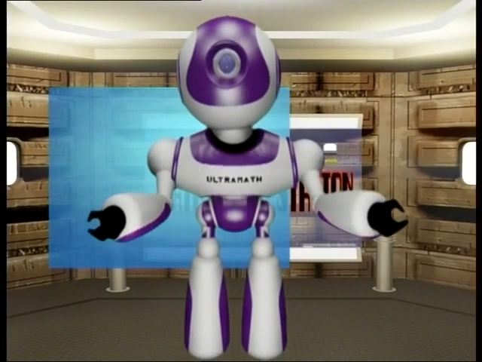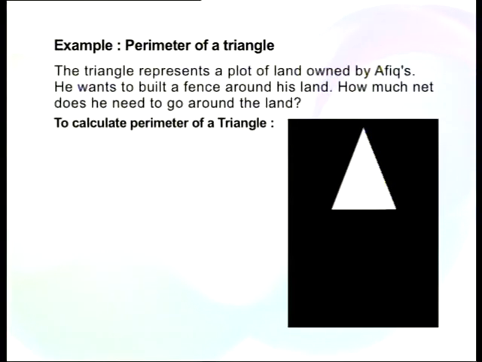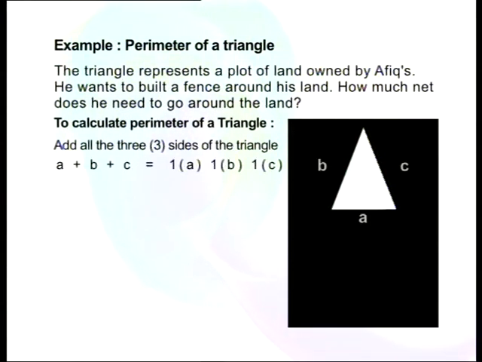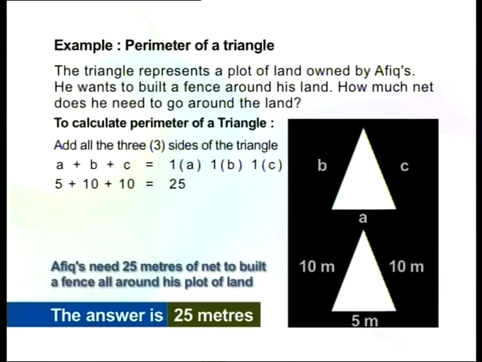Now, what if Afik's plot of land is a triangle shape? To calculate the perimeter of a triangle, you need to add all the 3 sides of the triangle. So, A plus B plus C equals the perimeter. Let's say A is 5, B is 10 and C is 10. That means 5 plus 10 plus 10 equals 25. The answer is 25 meters. It's 25 meters of net to fence all around his triangle plot of land.